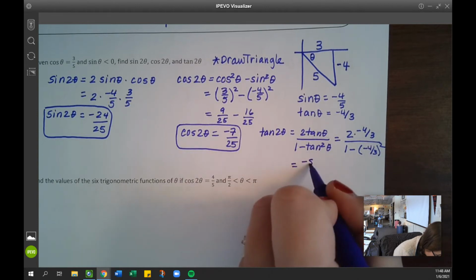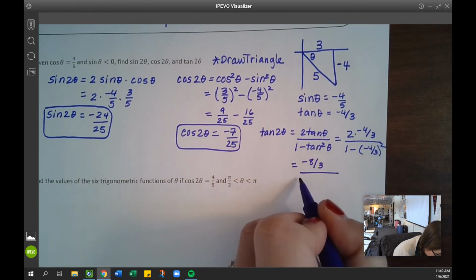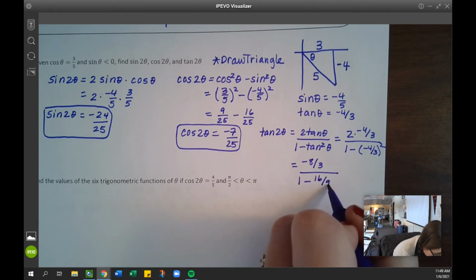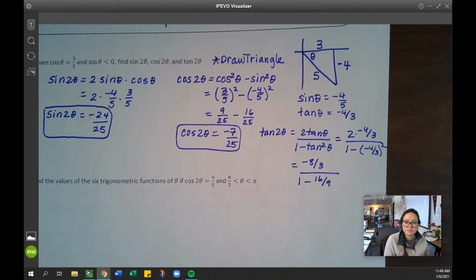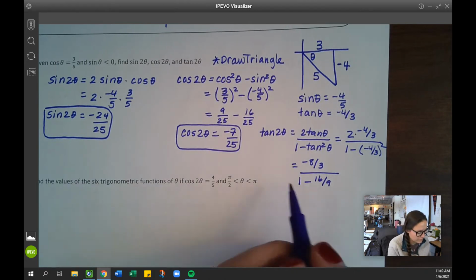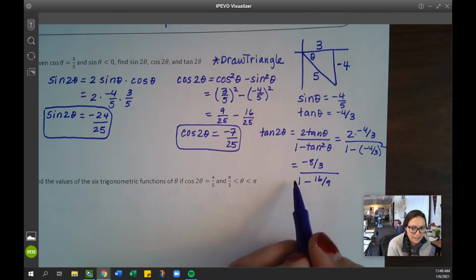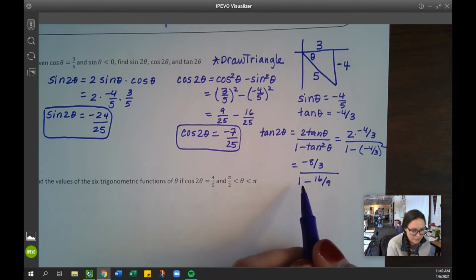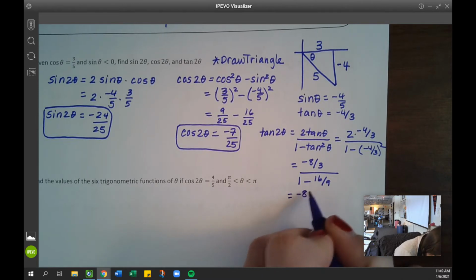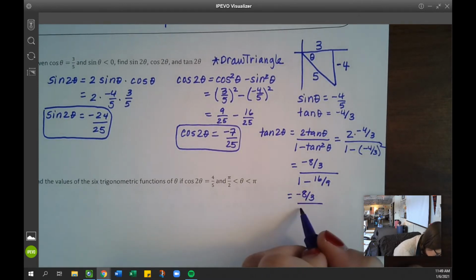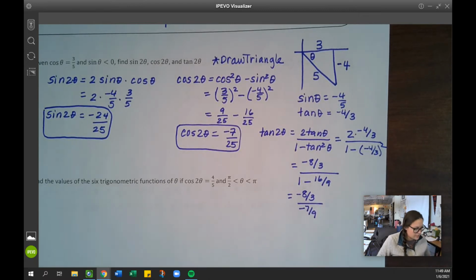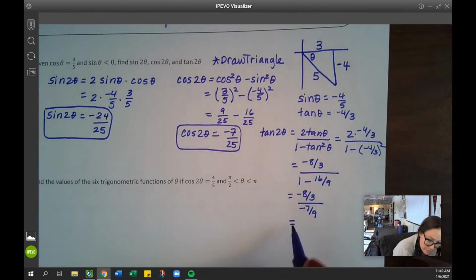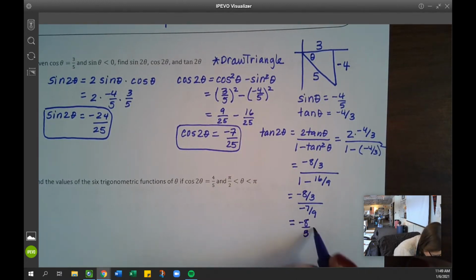So on top, that gives me -8/3. On the bottom, I have 1 minus 16/9. This is really 9/9 if I'm going to get a common denominator. And 9/9 minus 16/9 is -7/9. And dividing fractions is the same as multiplying by the reciprocal. So I'm going to have -8/3 times -9/7.